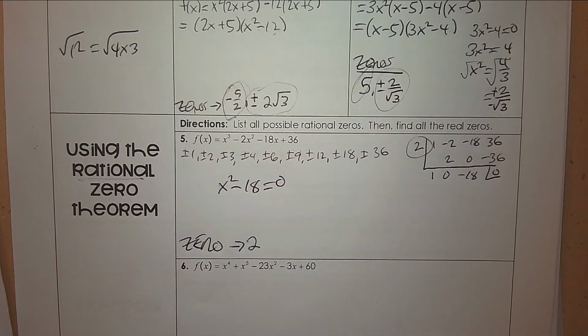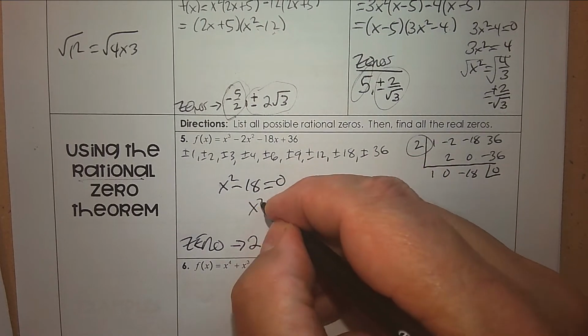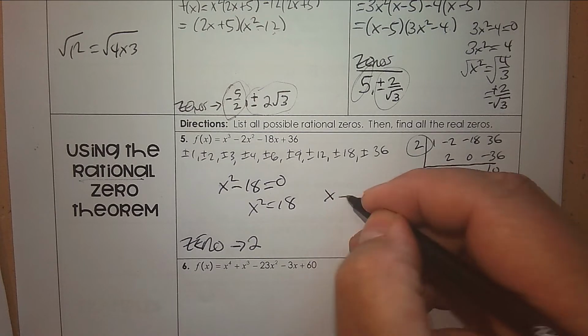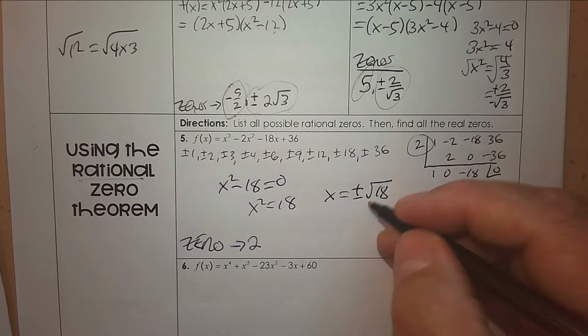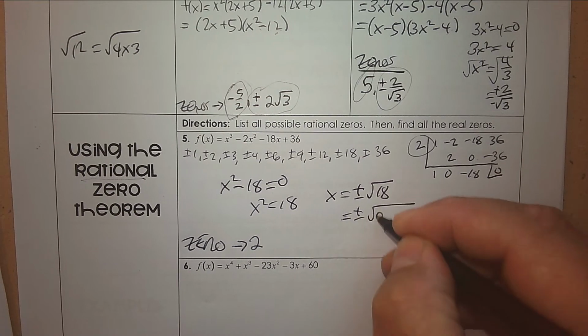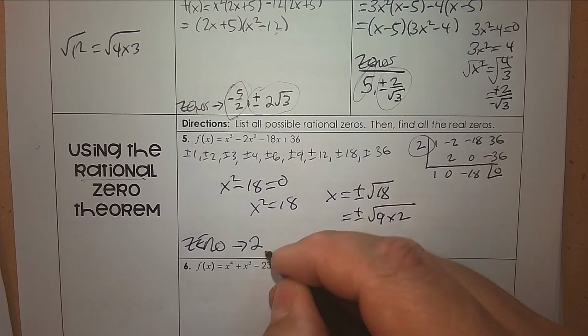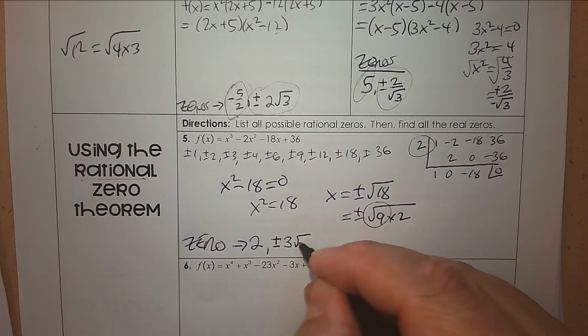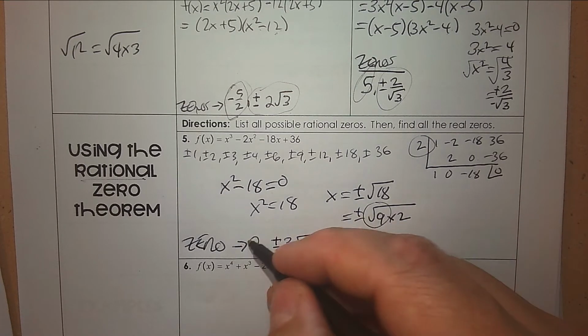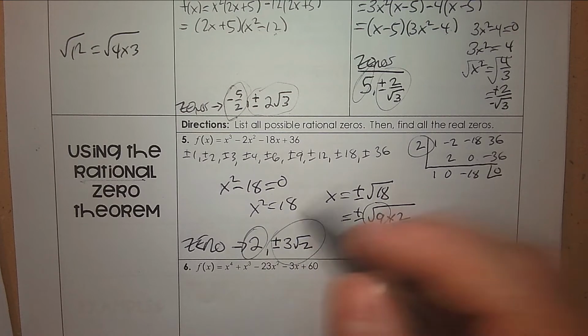I'm going to make that equal to 0 so that when I solve it, you get plus or minus the square root of 18. Irrational. We could also understand this as 9 times 2, so that this would be plus or minus. Now the square root of 9 is 3, and what's left over is root 2. Okay, rational, irrational. Number 6.